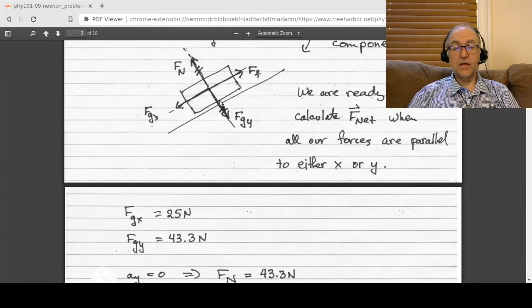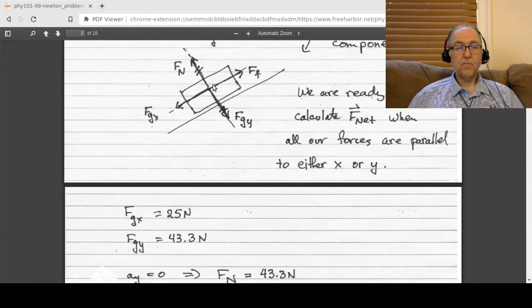And then the next thing is you say to yourself, well, do I want to look at X first or do I want to look at Y first? And the Y component is the easier one in this case to look at. So you say, okay, is there any acceleration in the Y direction? And no, there isn't. Okay, for the same reasons as above, because if there were acceleration in the y direction, that would mean there'd be motion perpendicular to the plane, and that means the box would be either lifting off the plane or digging into the plane.